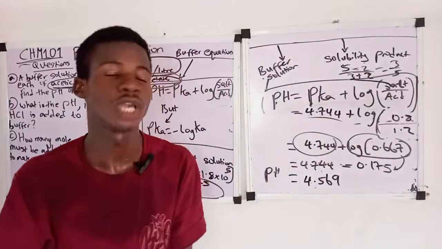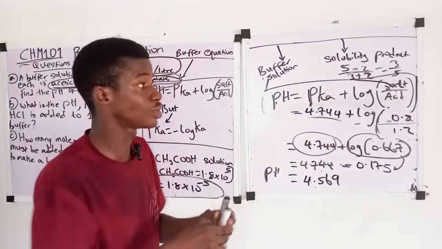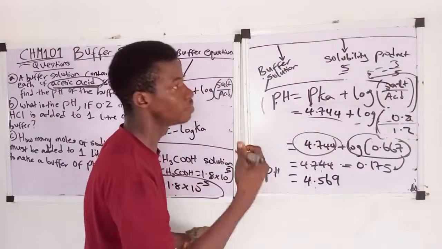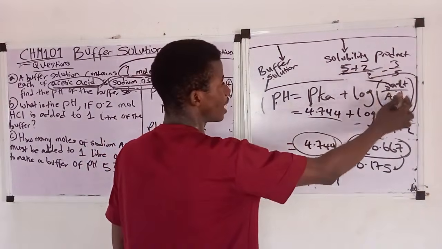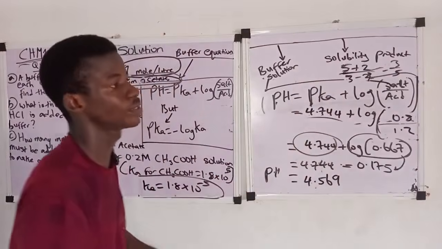Same goes for base. When they add base to the buffer solution, let's say they add 2 moles of base. The salt part, you add it. Then for the acid part, let's say the acid part is 3, you subtract it. So it's the opposite. Okay, so that's just it.